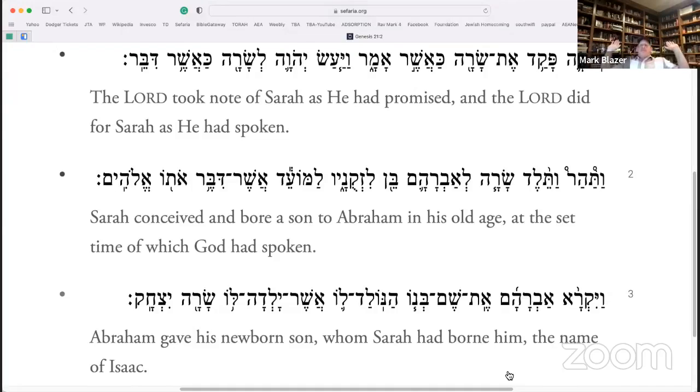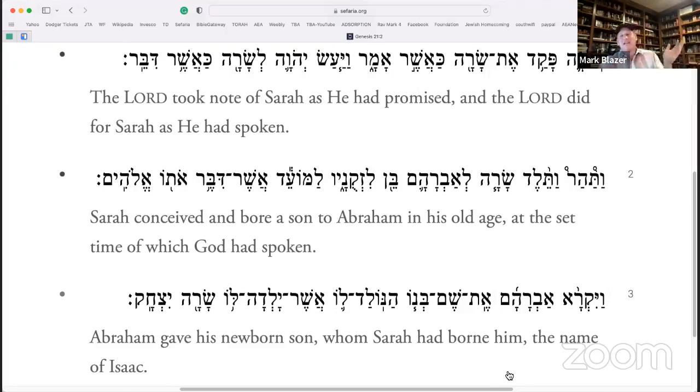Now, I will tell you that people who do read the Bible, including the rabbis, including people who've been reading the Torah for thousands of years, have said, hey, wait a second. Let's look at what just happened. God took note of Sarah. She had a baby. They named him Isaac. But look how many times it just told us that this is Abraham's son.